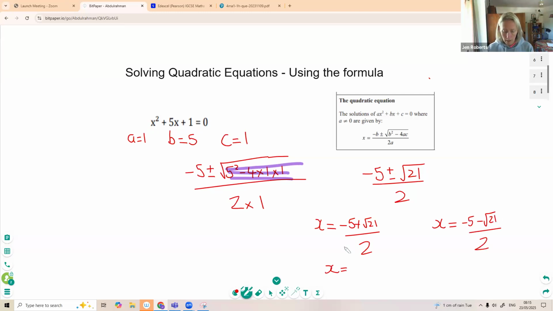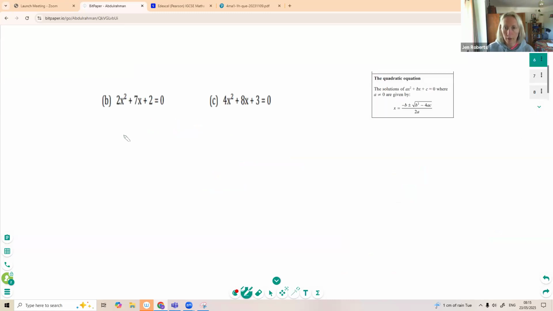Okay, so -5 plus root 21 all over 2 is minus 0.209 to 3 decimal places. And this one here is minus 4.791. Okay, have a go at these 2 questions yourself, and then put me on pause, unpause when you're finished. There are more questions after this, by the way, because it does get a little bit more complicated.